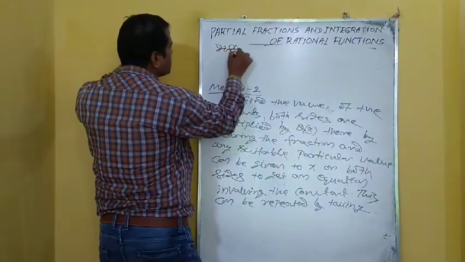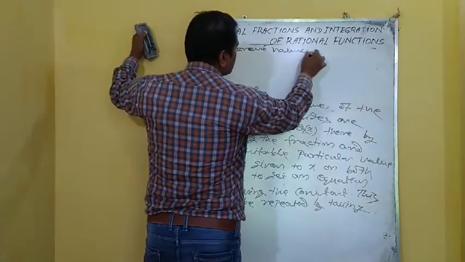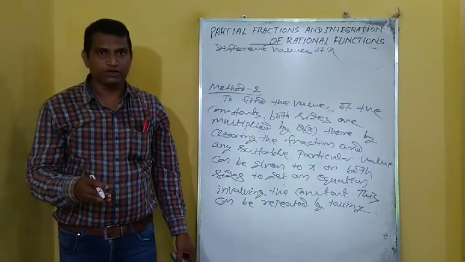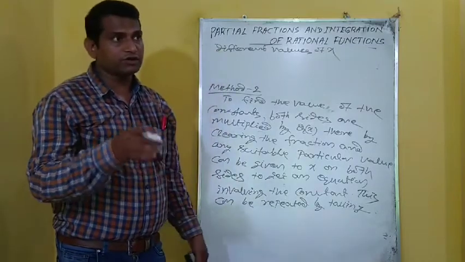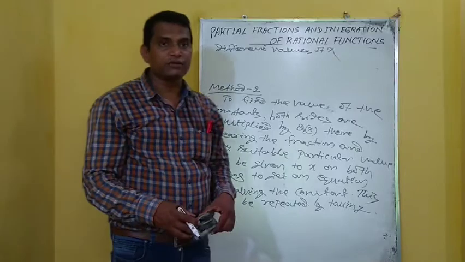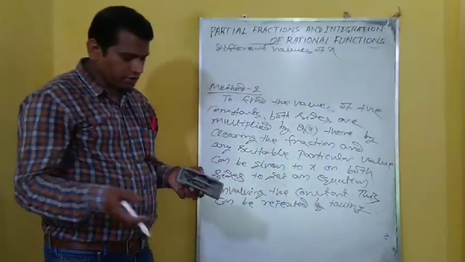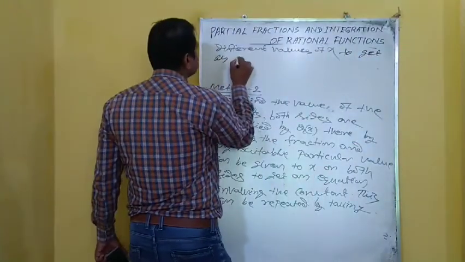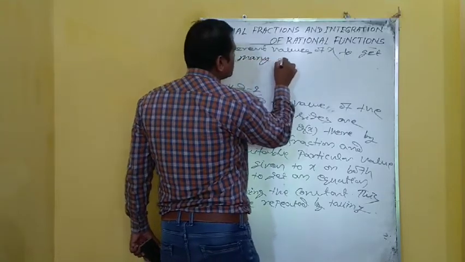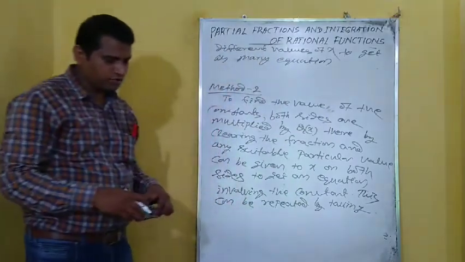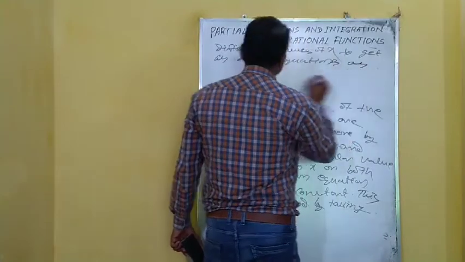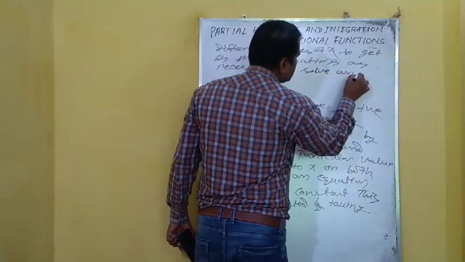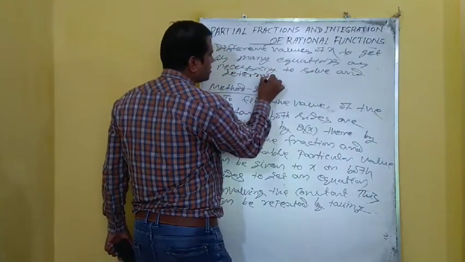Different values of x. This can be repeated by taking different values of x to get as many equations as the number of constants to determine, or as necessary to solve and determine the constants.